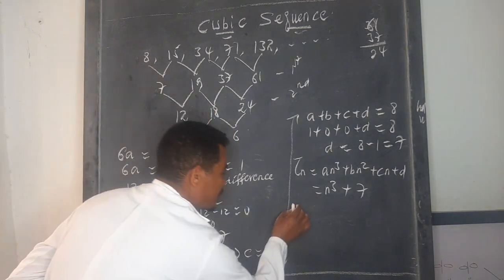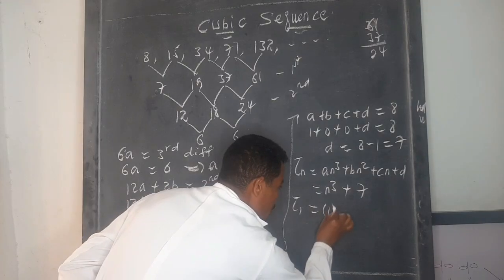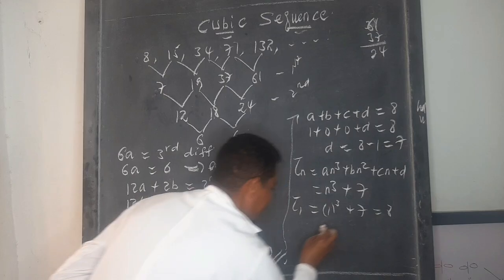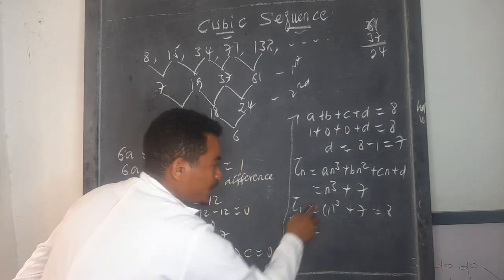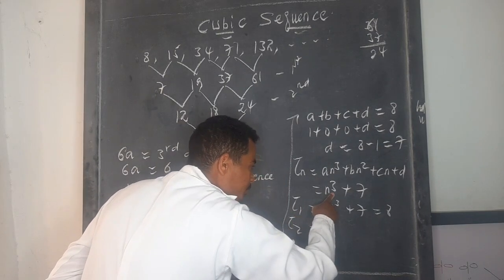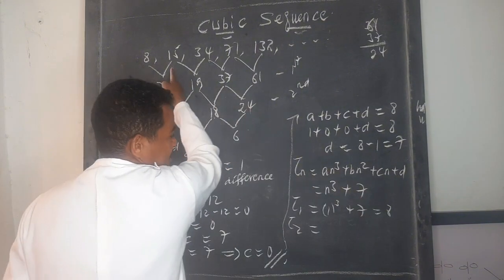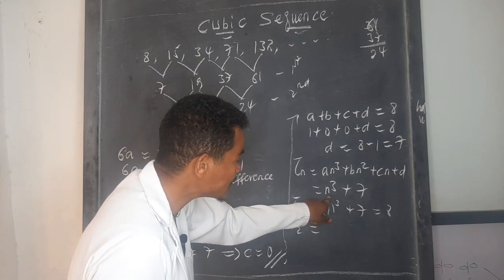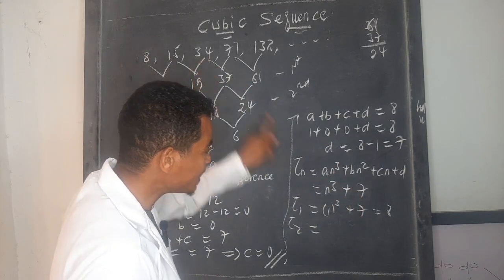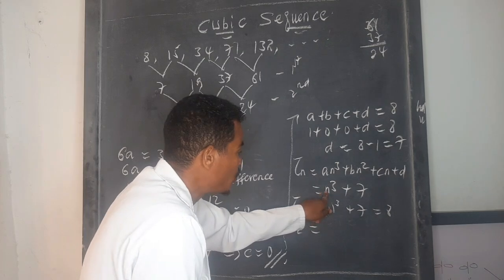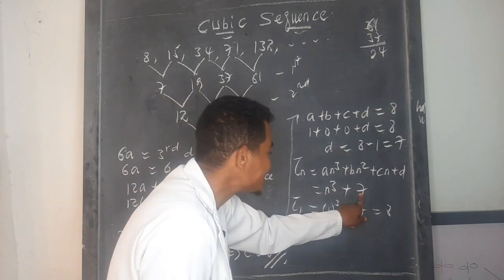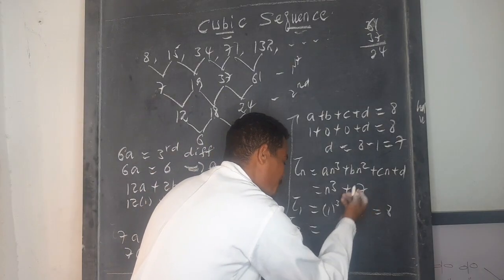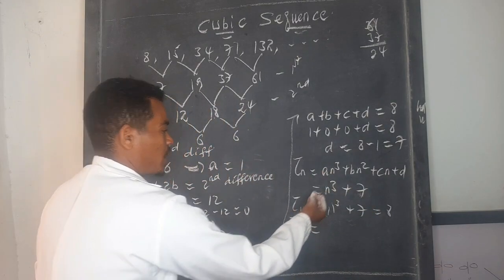Let's check it. T1 means 1 cubed plus 7. 1 cubed is 1, and 1 plus 7 is 8. T2 is 2 cubed, which is 8, and 8 plus 7 is 15. T3 means 3 cubed, that is 27, and 27 plus 7 is 34. T4 means 4 cubed, which is 64, and 64 plus 7 is 71, which matches. It means our general formula is correct. So the cubic sequence will have these forms.